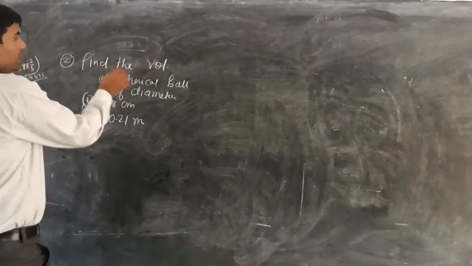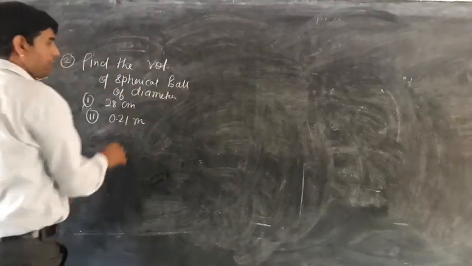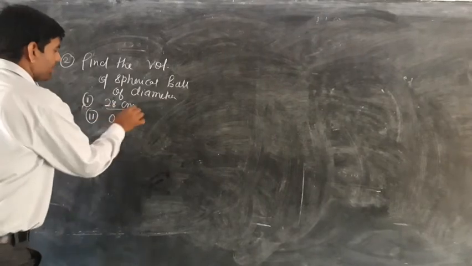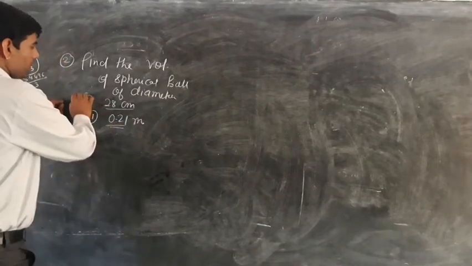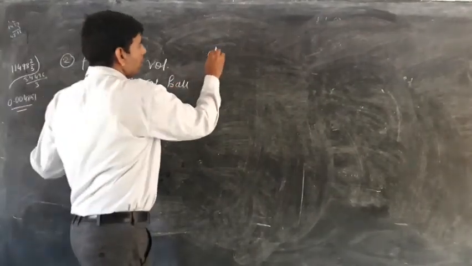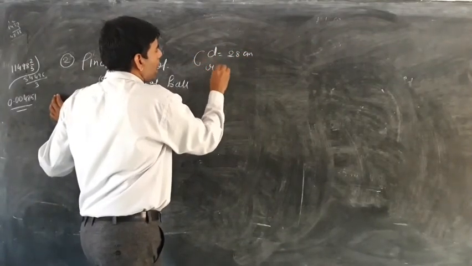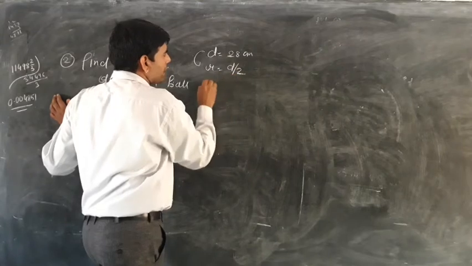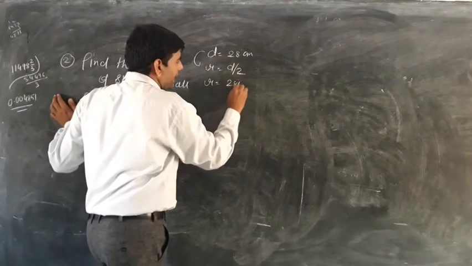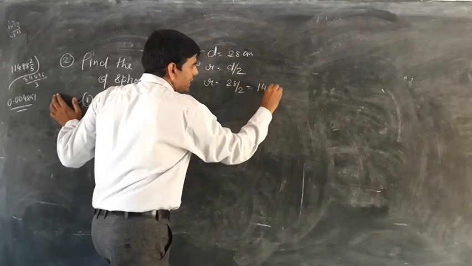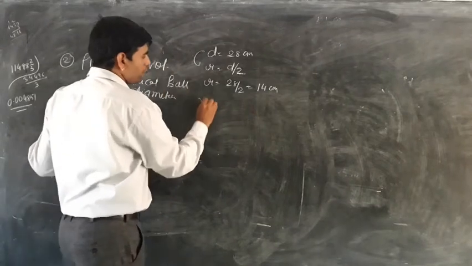Find the volume of spherical ball of diameter 28 centimeter and 0.21 meter. First question, diameter is equal to 28 centimeter. The radius is equal to half of the diameter, that is d by 2, so radius is equal to 28 upon 2, which is 14 centimeter. Find the volume of sphere.